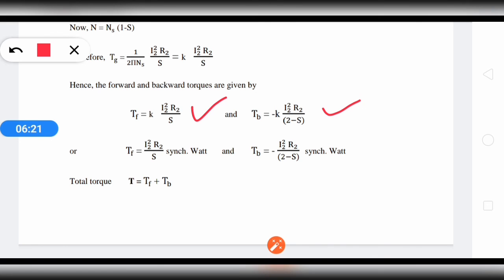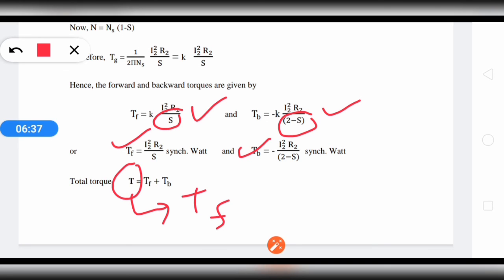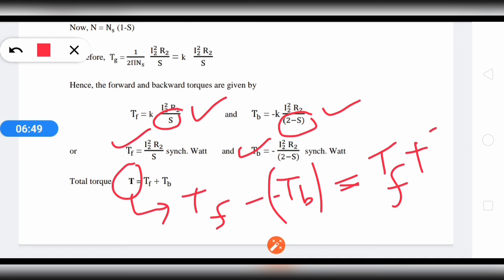We know the forward slip is S and the backward slip is 2 minus S. So the backward value is negative and the forward value is positive. The total torque will be the difference, Tf minus Tb, but Tb itself has a negative term here, so the resultant comes out to be Tf plus Tb.